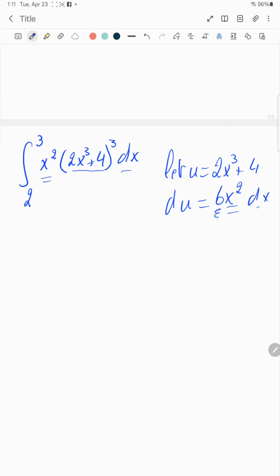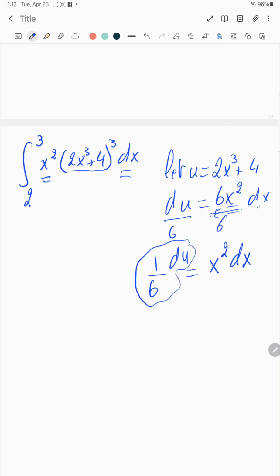There is the 6 that's bothering me. So what I do is I divide here by 6 and I divide here by 6. So it becomes du over 6, or 1/6 of du, equal to x squared dx. So my x squared dx, I can replace by 1/6 of du, and this I will replace by u to the power of 3.